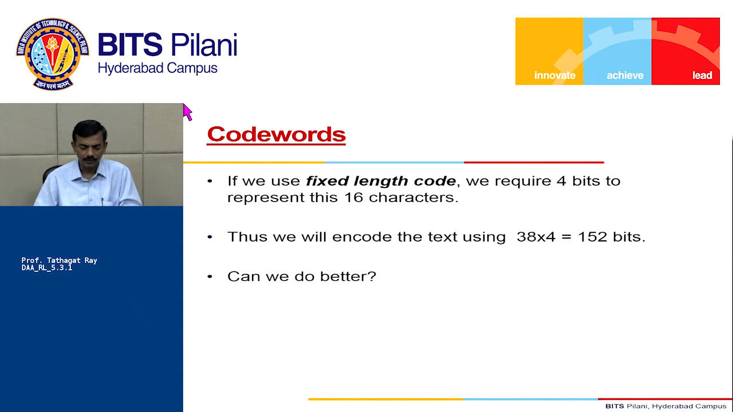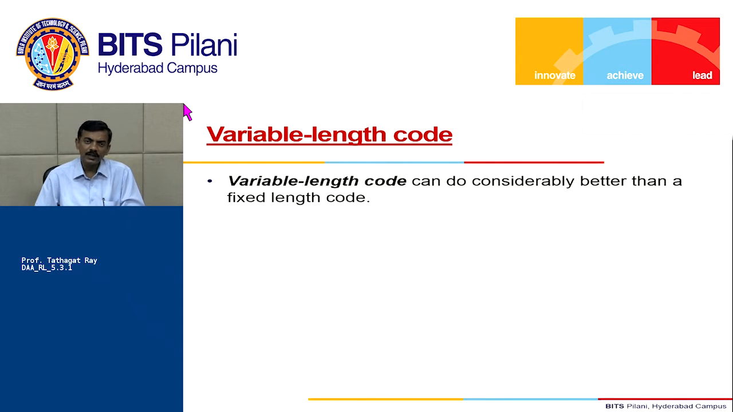Your encoding. Question is, can we do better? This is the simplest encoding technique, and we get 152 bits for this particular file. Question is, can we do better? Apparently the answer is that if you do a variable length code, you can do considerably better than a fixed length code.